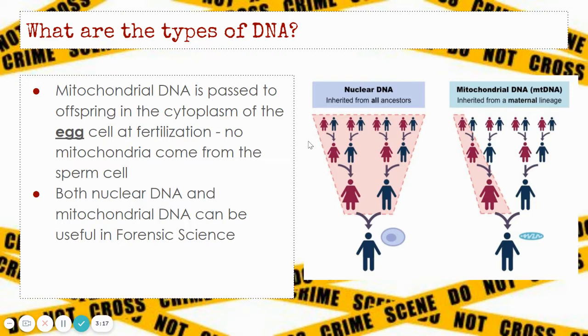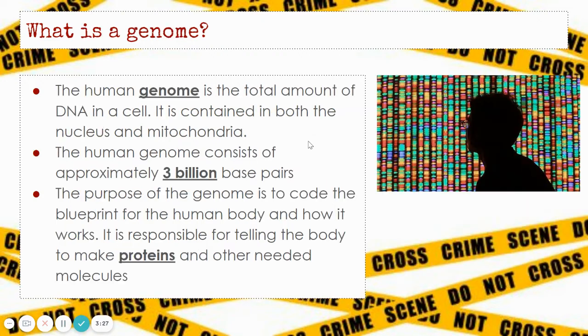So both nuclear DNA and mitochondrial DNA can be useful in forensic science. We can use them for different things. We're mostly going to focus on nuclear DNA. The human genome is the total amount of DNA in a cell. It's contained in both the nucleus and mitochondria, so it's all of that DNA put together. That's what makes up your genome.